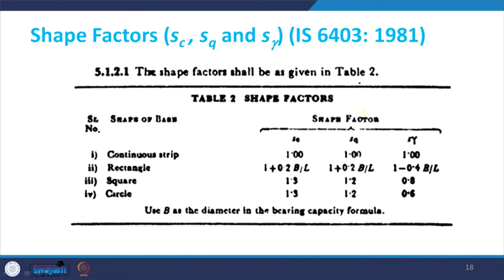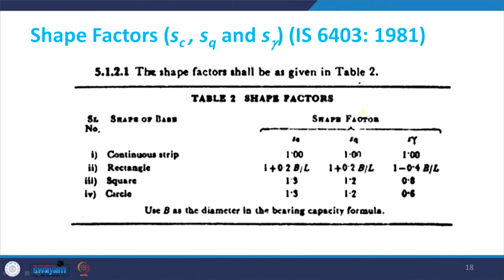Continuing with this, in the equation for bearing capacity in the IS code, there are shape factors, depth factors, and inclination factors. The shape factor can be found from this table. If you have a continuous footing or strip footing, then the shape factors Sc, Sq, and S gamma are all 1. That means you do not need any shape factor basically.